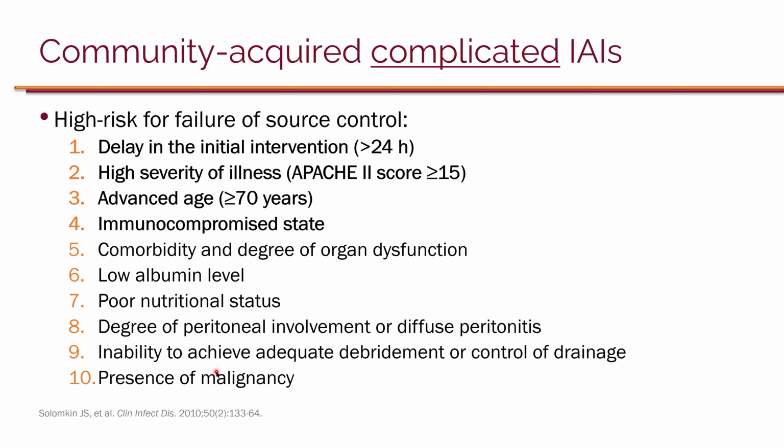Now, for complicated intra-abdominal infections, one thing that's key is to identify patients who have high risk for failure of source control. There are several risk factors for this. The most important are delay in the initial interventions, more than 24 hours, or a high severity of illness using the APACHE II score. The APACHE II score essentially, the higher the score, the higher the risk of mortality. Advanced age is defined as age over 70 years old, or if the patient is immunocompromised, and there are a few other risk factors on the list.